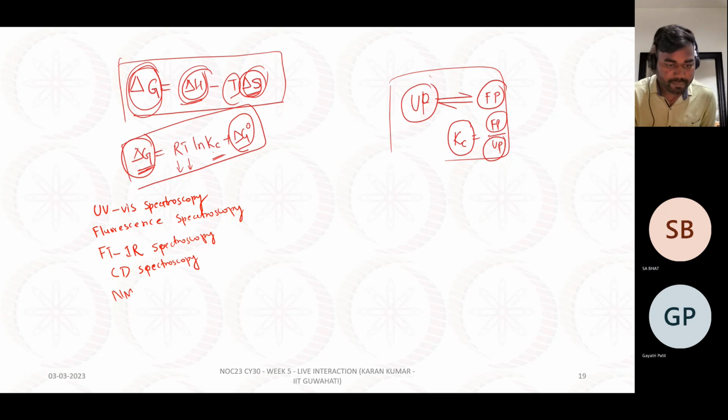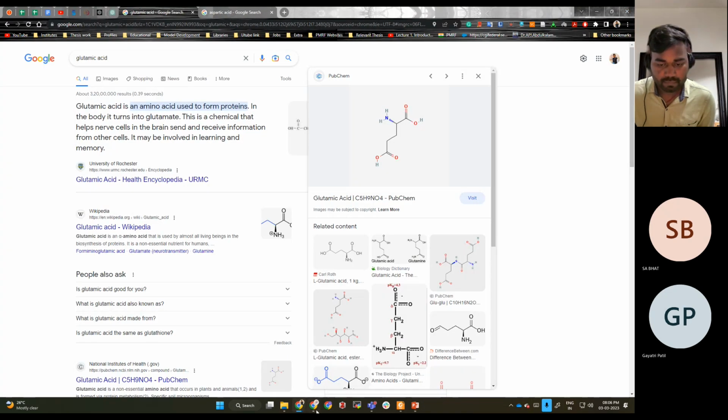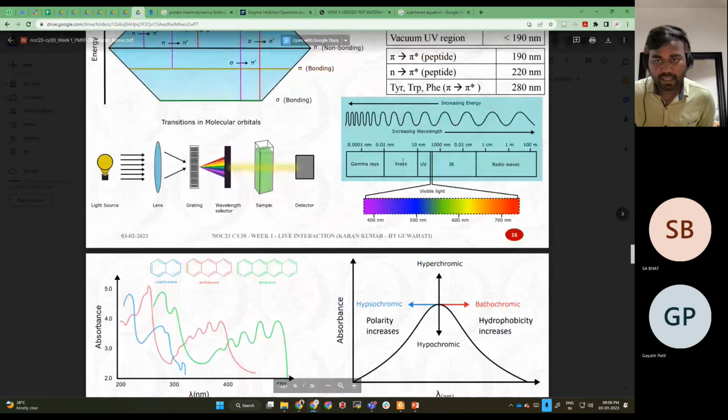NMR spectroscopy. These are the different tools you will be studying in your analytical chemistry class. What are the basic principles? The basic principle behind all of them is based on the electromagnetic spectrum. Let me show you that. Okay, I discarded it. Yeah, see.